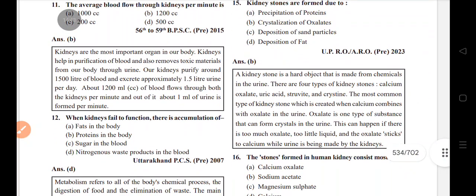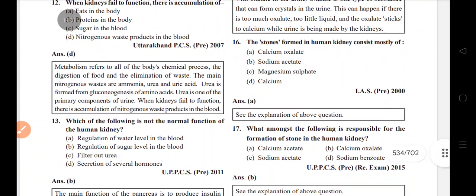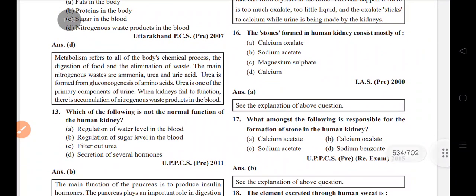When the kidney fails to function, there is accumulation of nitrogenous waste products in the blood. Which of the following is not a normal function of the human kidney? Regulation of sugar level in blood.